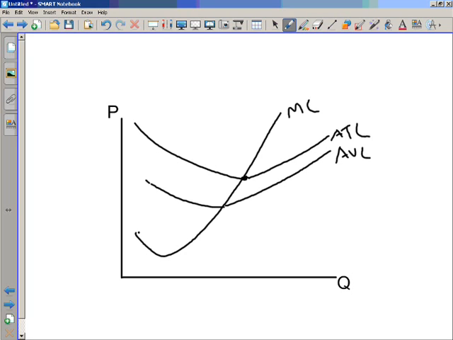So these are the basic points of the graph of a firm's costs, and they all have to be met. Number one, marginal cost intersects ATC and AVC at their minimum points. Number two, average total cost and average variable cost have to approach each other, but they can never intersect. The reason they can't intersect is because variable cost is a part of total cost.